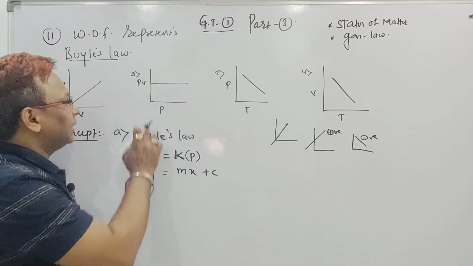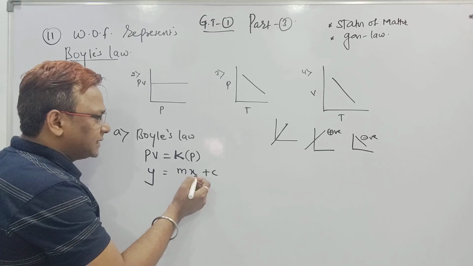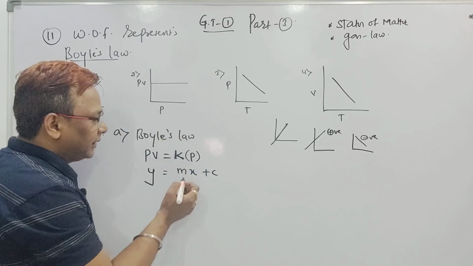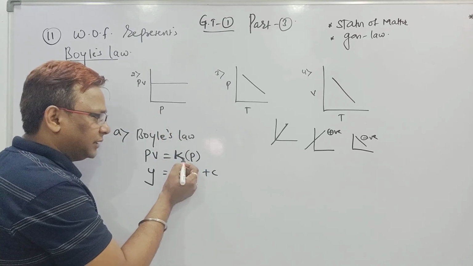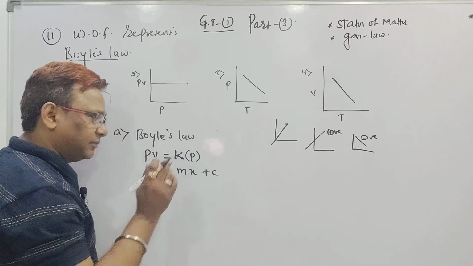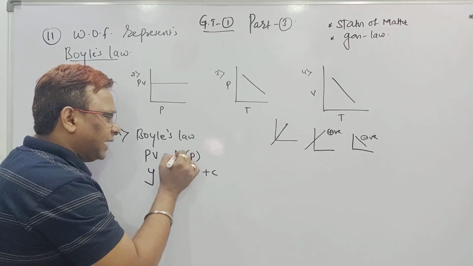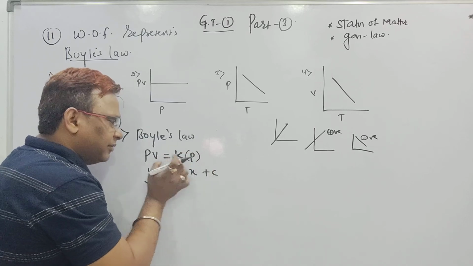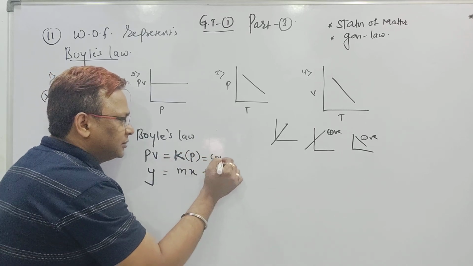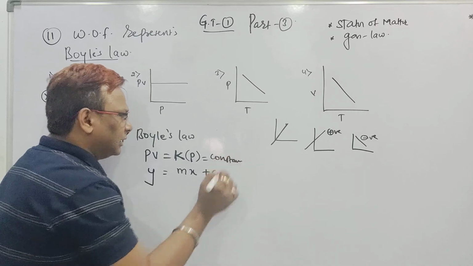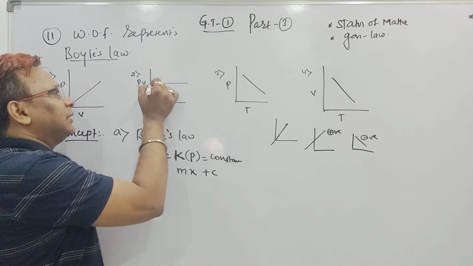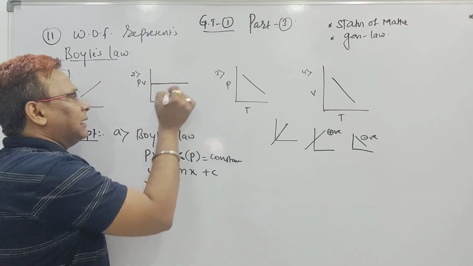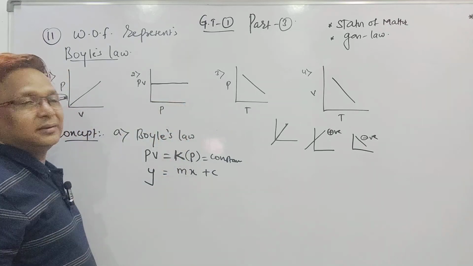On the y-axis we are putting PV, on the x-axis we are putting P. M is the slope with a positive sign and 0 is the intercept. But one point to remember: if K is a constant, with the constant any term you keep, this PV always becomes a constant only. So here PV will be a line parallel to the axis of P, right?